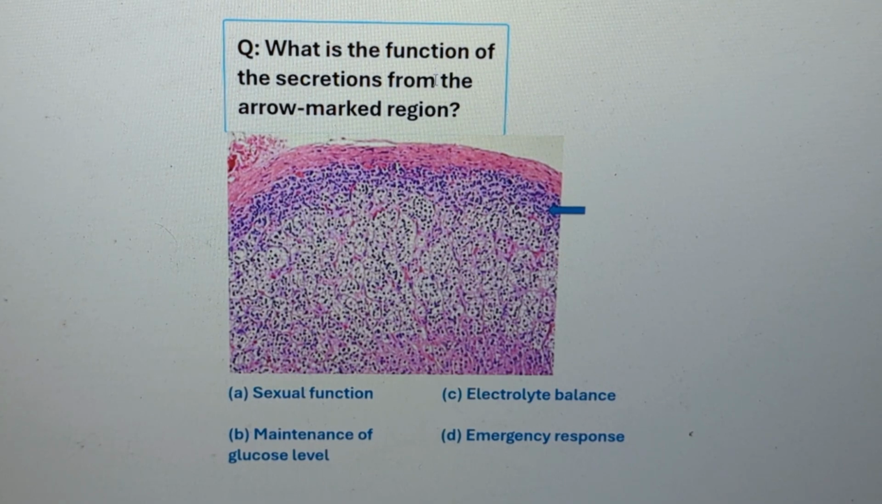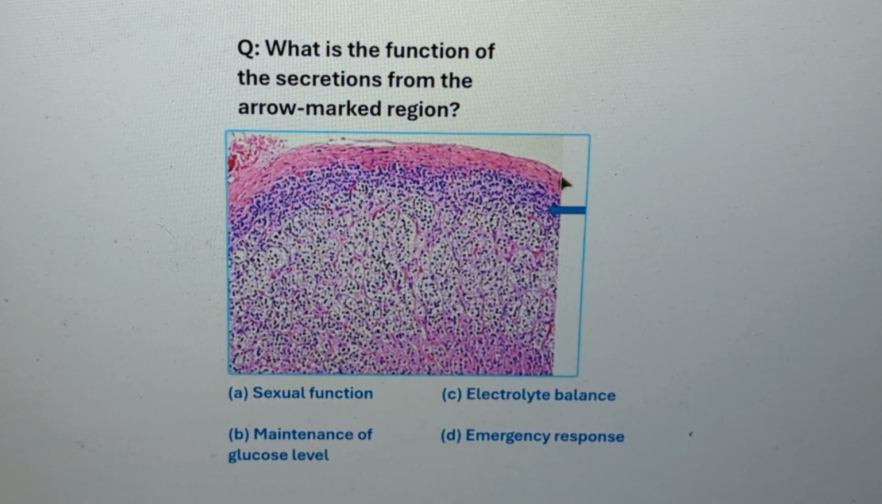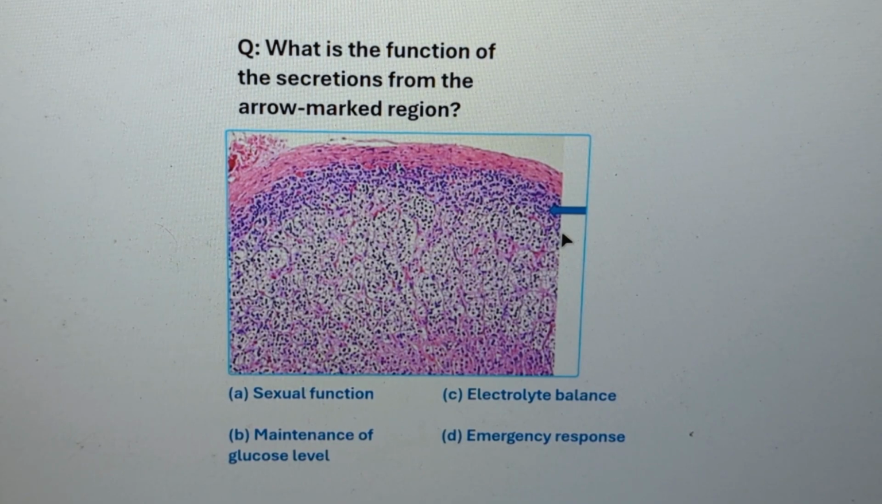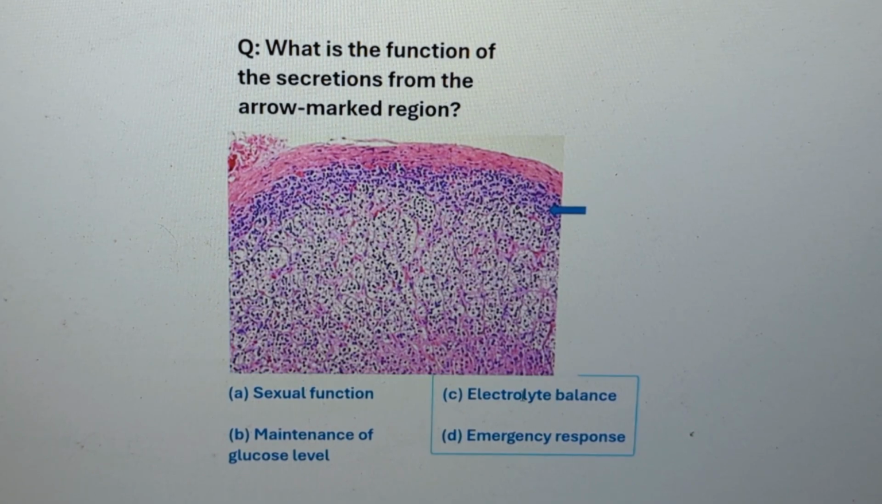Now returning back to the question, the arrow marked region corresponds to the zona glomerulosa, which secretes aldosterone to regulate electrolyte balance. Therefore, the correct answer is option C, electrolyte balance.